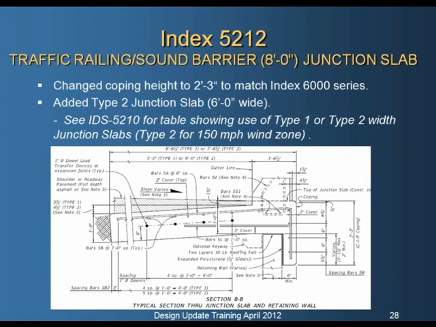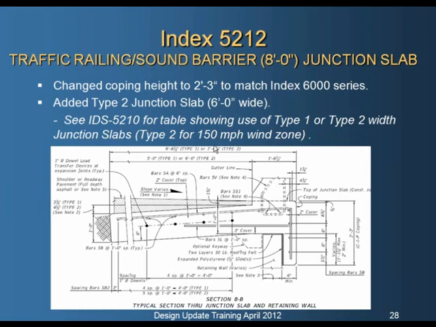Moving on to the traffic railing and sound barrier. The junction slab, we updated this last year to reduce the junction slab width, and now with the new 150 mile-an-hour wind speed, we've had to increase that width to accommodate the stability from those increased wind loads in the higher wind category zone.